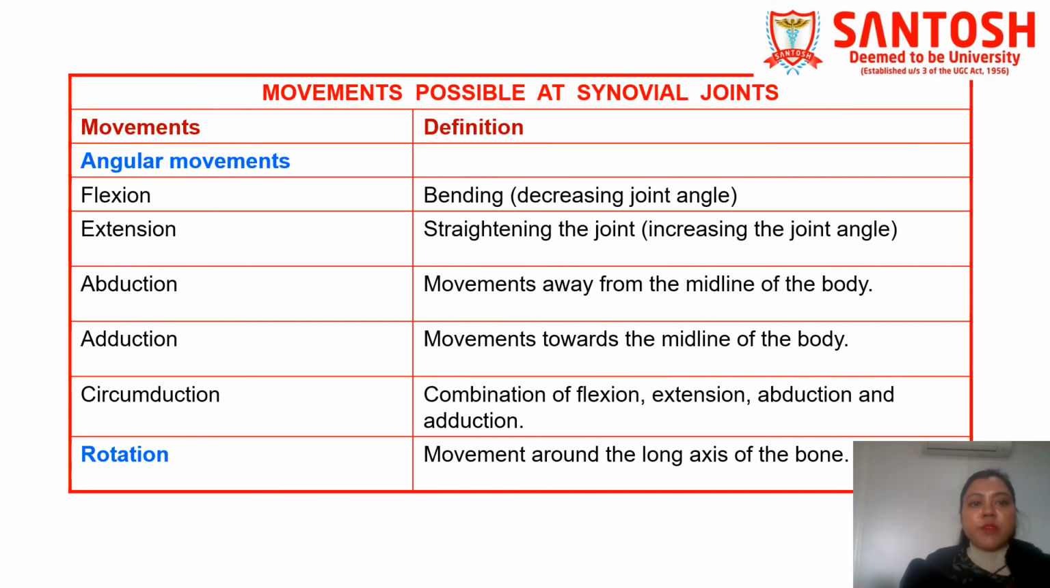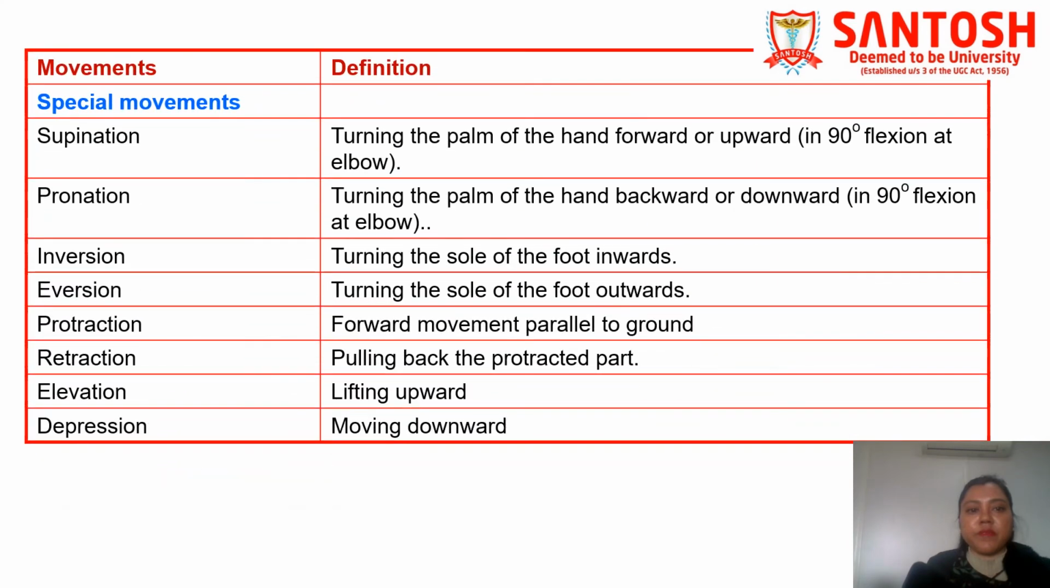So what movements are possible on the joints? Flexion, that is bending, then extension, straightening, abduction, movements away from the midline, adduction, towards the midline, circumduction, a combination of flexion, extension, abduction and adduction. Then rotation around the long axis of the bone. Pronation, supination, inversion, eversion, protraction, retraction, elevation and depression.